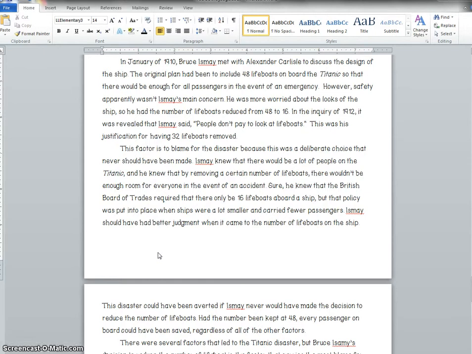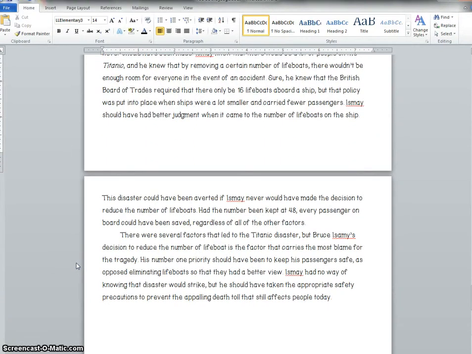Ismay should have had better judgment when it came to the number of lifeboats on the ship. This disaster could have been averted if Ismay never would have made the decision to reduce the number of lifeboats. Had the number been kept at 48, every passenger on board could have been saved, regardless of all of the other factors. And now I'm going to wrap it up with my concluding paragraph.